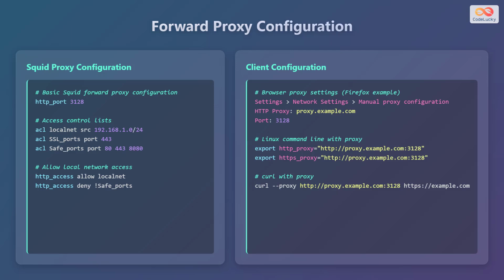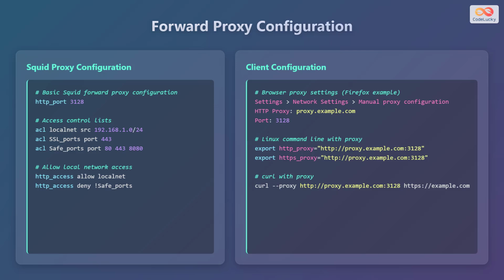Here we allow access from the local network, that is 192.168.1.0/24. We also define secure socket layer ports and safe ports. Finally, we allow access from the local network and deny access to unsafe ports.